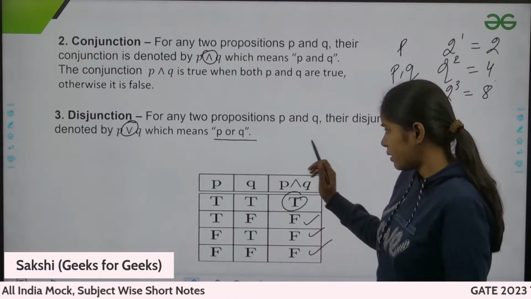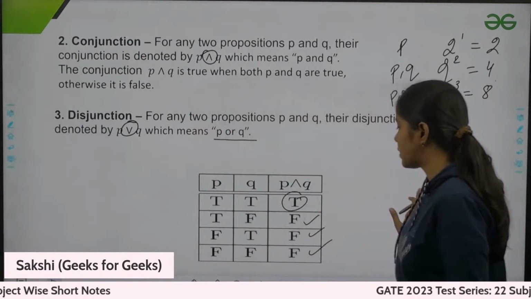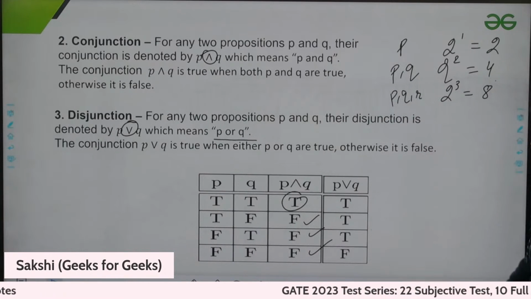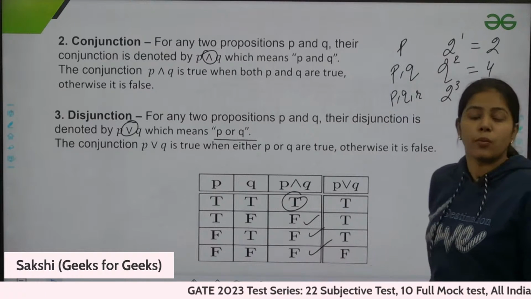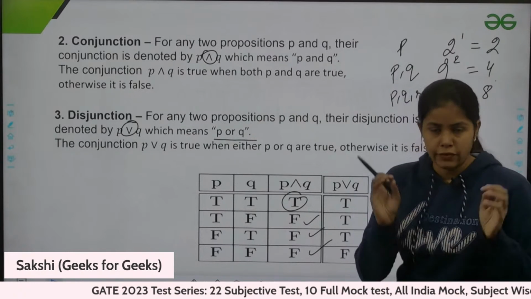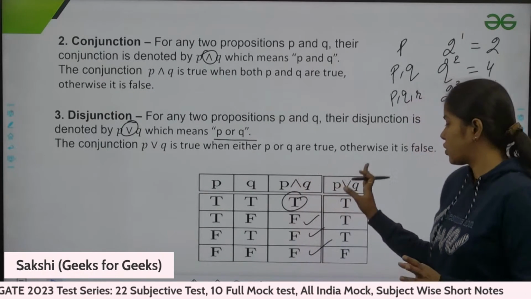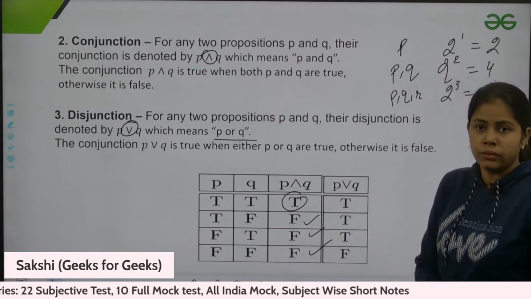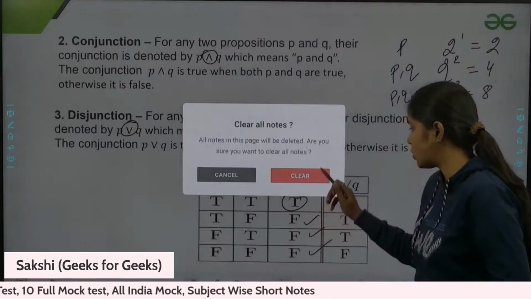So now for disjunction, disjunction is false when both the propositions are false. Otherwise, if one of the propositions is true, disjunction gives me true, right? Truth value true. So this is disjunction.